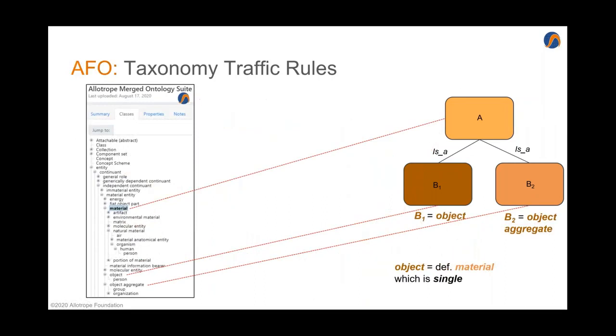So, for example, we have material, and if you remember, material is an independent continuum, and under the material we have object and object aggregate. So, object is a material which is single, and that's what differentiates it from the object aggregate.